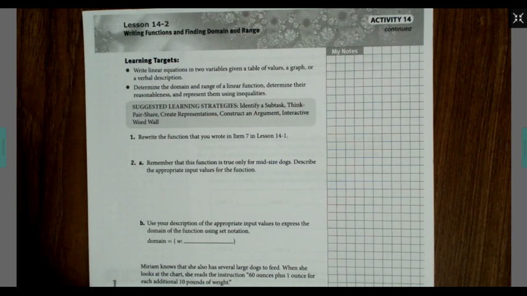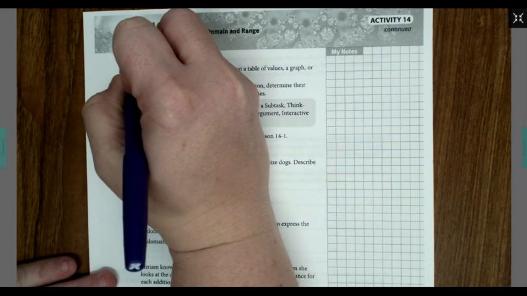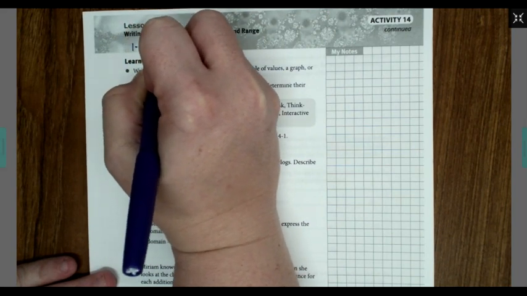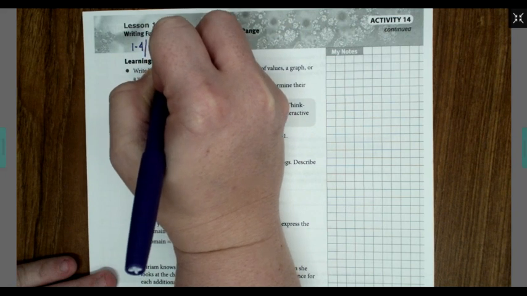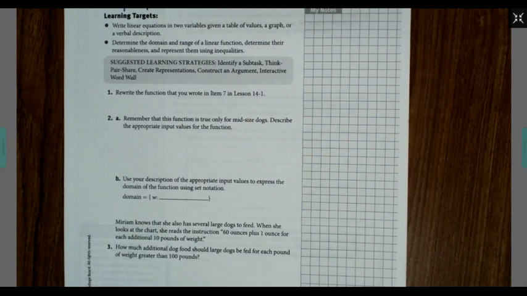Today we will be covering lesson 14-2 on writing functions and finding the domain and range. We'll be splitting this lesson into 3 separate sections. We will cover questions 1 to 4, questions 5 to 7, and questions 8 to 9. Let's go ahead and take a look at questions 1 to 4.